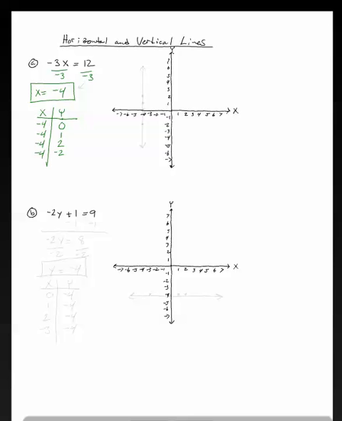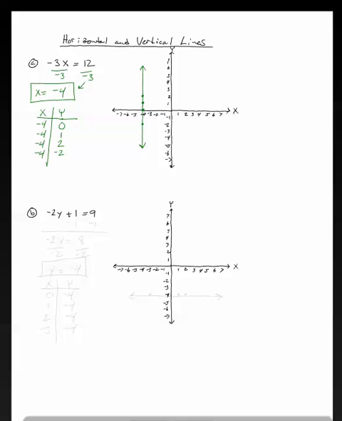So if we graph these points, negative 4, 0, negative 4, 1, negative 4, 2, and negative 4, negative 2. What we can see is we get a vertical line passing through x is negative 4. So anytime you have an equation like this, when simplified, where you get x equals some number, it's going to be a vertical line passing through that value on the x-axis.